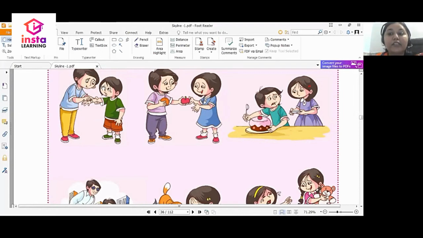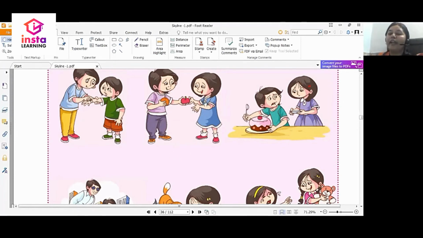Yes. If someone is hurt, when you're playing with your friends, and if they get hurt, what are you supposed to do? Laugh at them? No. What are you supposed to do? You are supposed to immediately help them. You should immediately take them to the medical room in your school. Then what is this boy doing?